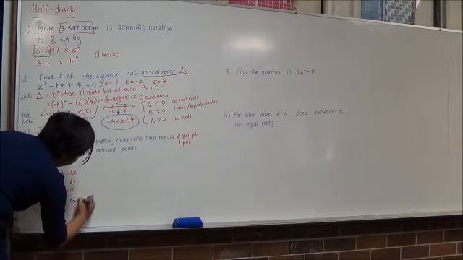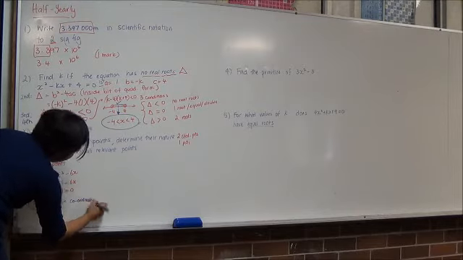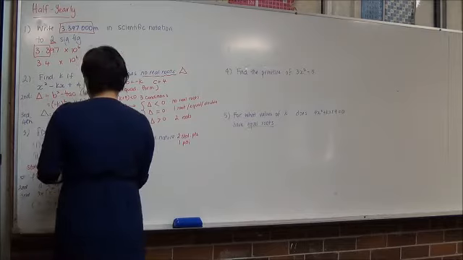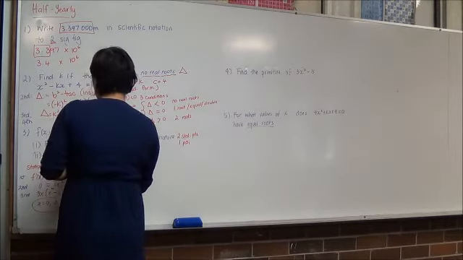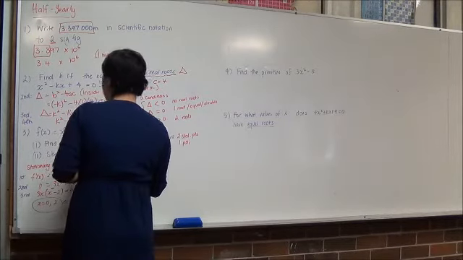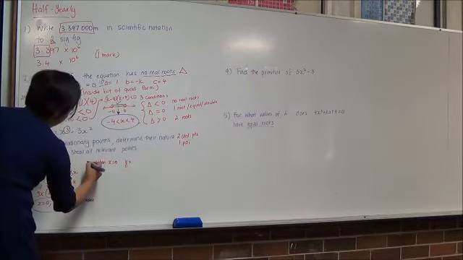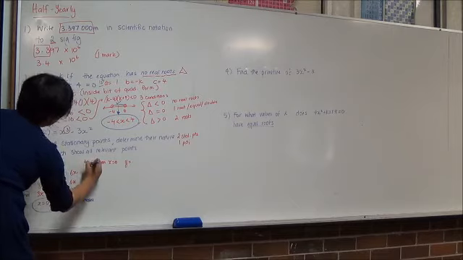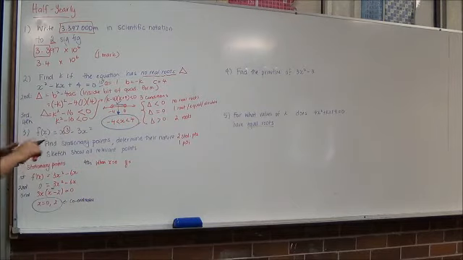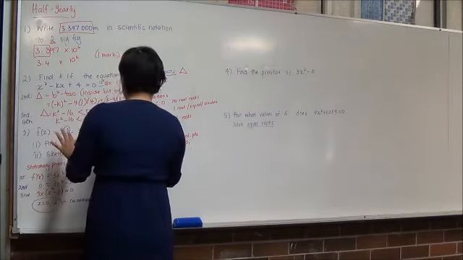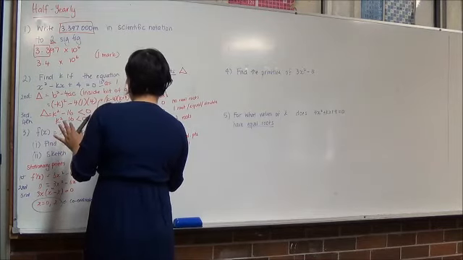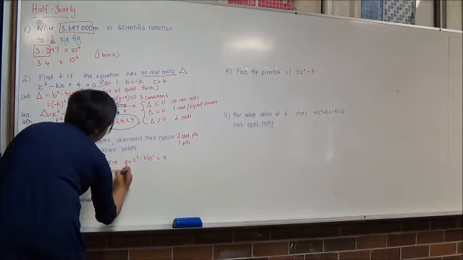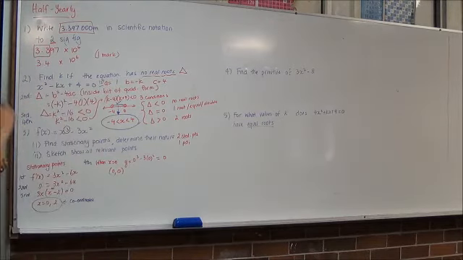Because we only had the x coordinates, we have to go back and find the y coordinates. So let's start with when x equals 0. So when x equals 0, y equals, where do we substitute into? Original. Yeah, the original. So 0 cubed minus 3 times 0 squared is just 0. So our first one is (0, 0).